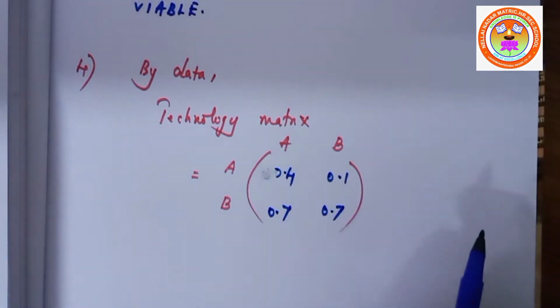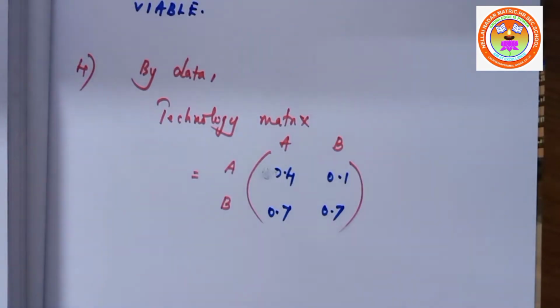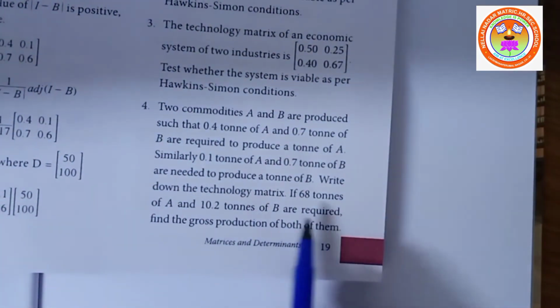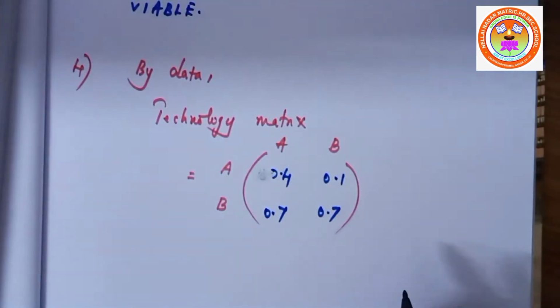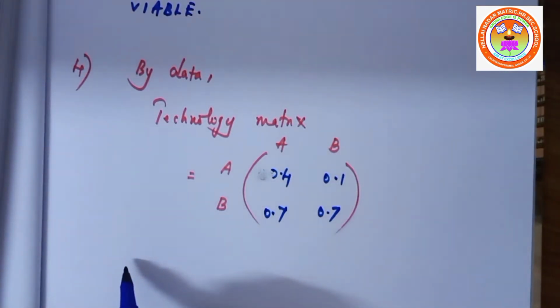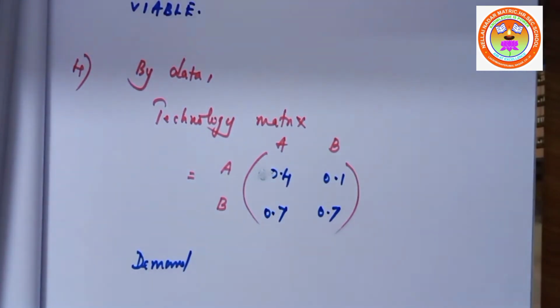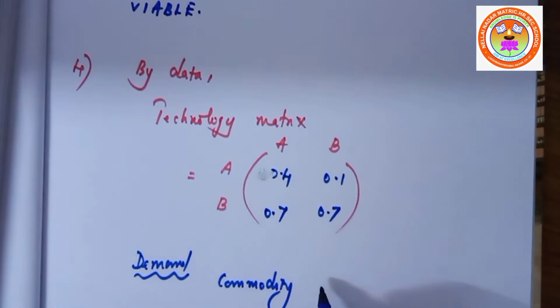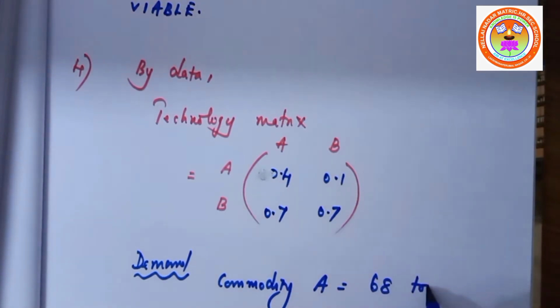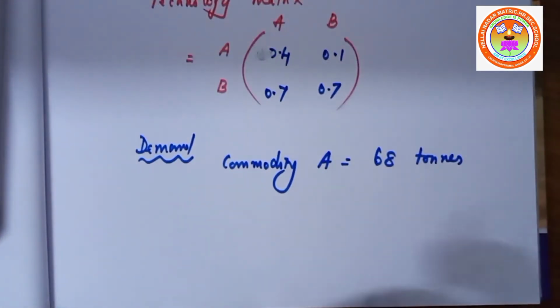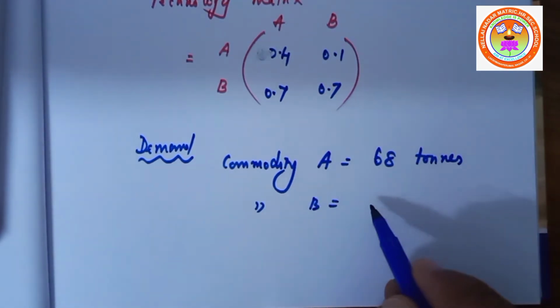Then 68 tons of A and 10.2 tons of B are required. Look at that, 68 tons of A and 10.2 tons of B are required. So that should be considered as demand. Commodity A is equal to 68 tons, and commodity B is equal to 10.2 tons.